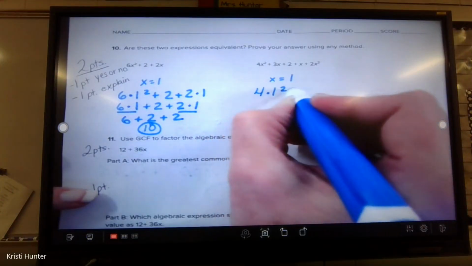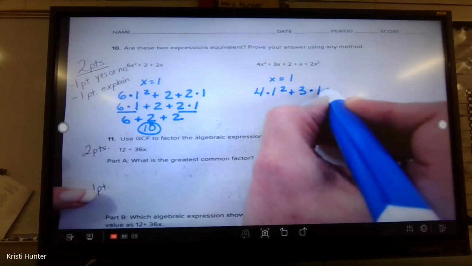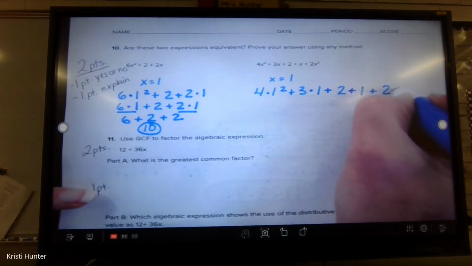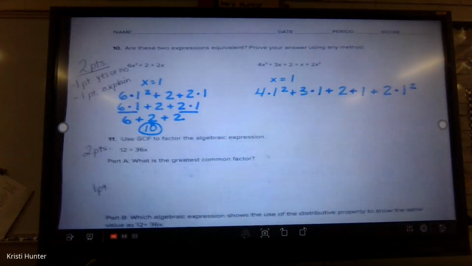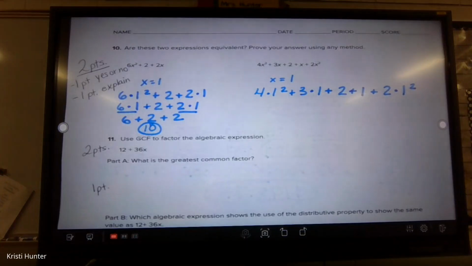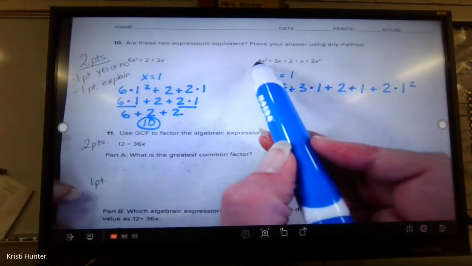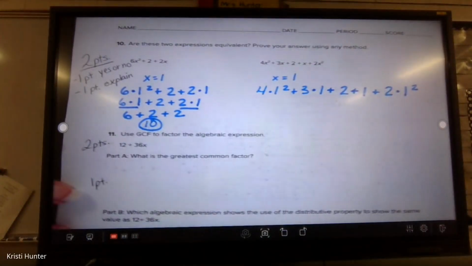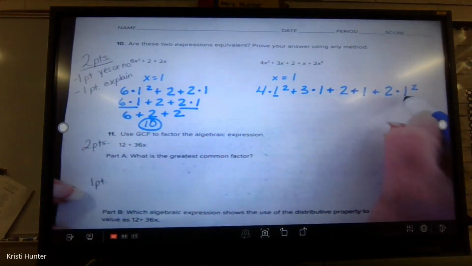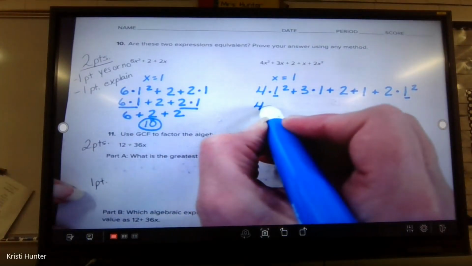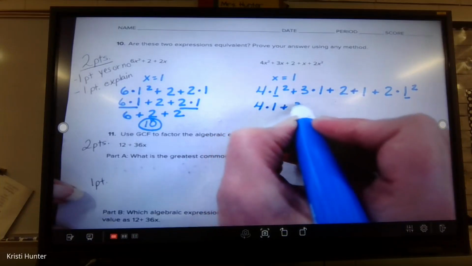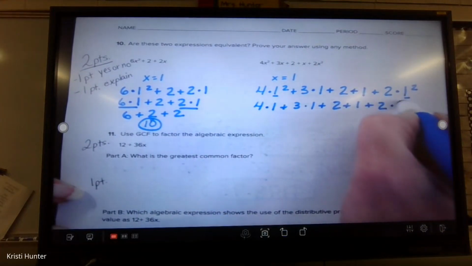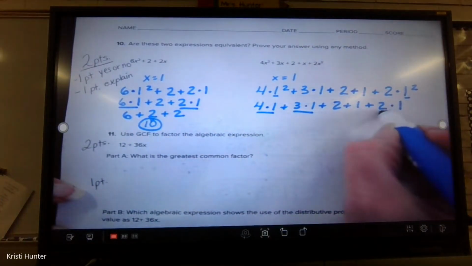4 times 1 squared plus 3 times 1 plus 2 plus 1 plus 2 times 1 squared. Again, it's just substituting in those values. Remember, anytime we have a coefficient in front of the variable with no sign, that's a multiplication. So order of operations says go through and get rid of these exponents first. So 1 times 1 is just 1. So I go through and do all of the variables. And now I go back through and answer all these multiplications.